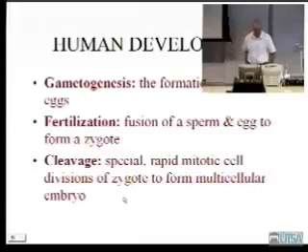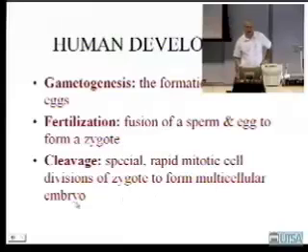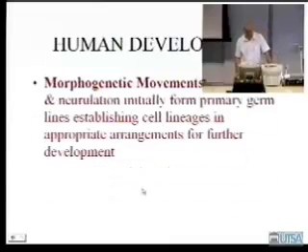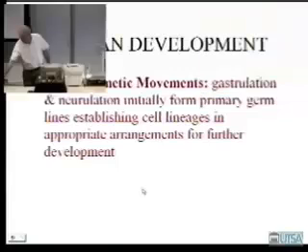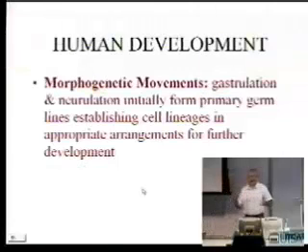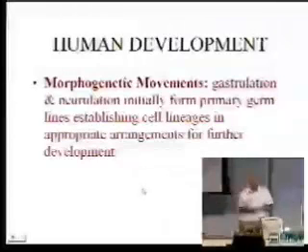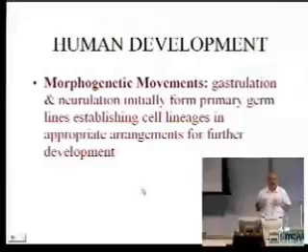Cleavage is a special rapid mitotic cell division of the zygote to form the multicellular embryo. So we'll see that there are some unique things about these early cellular developments that we don't always see in other cases of mitotically active cells. Specifically, you'll have cellular division without production of new cytoplasm. So the egg is a very large cell, and it will be split up into equal portions, basically, to produce the first small number of cells.